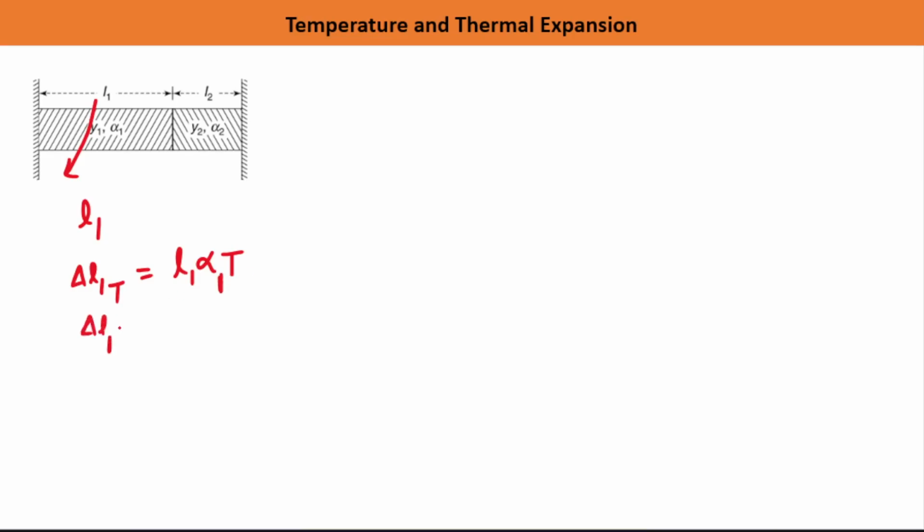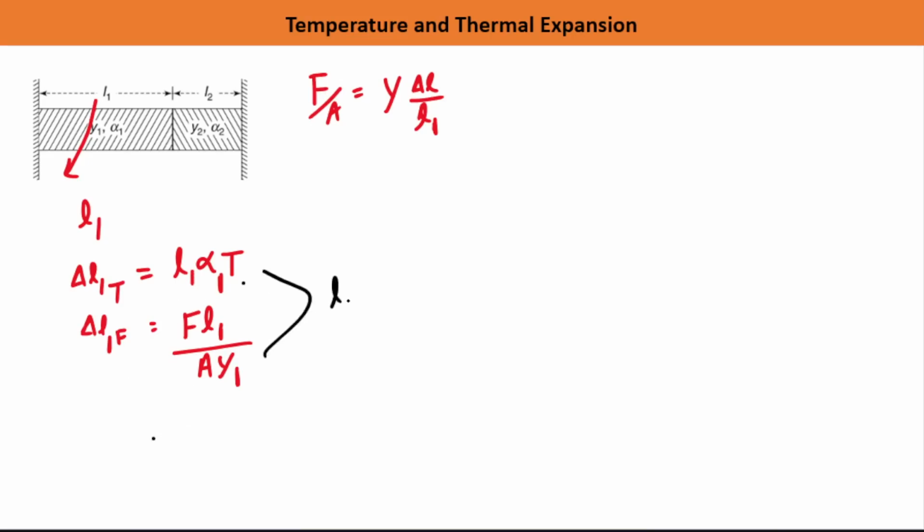And the change of length in 1 because of this force F will be how much? F by A was equal to Y delta L by the original length, right? So what will be the formula for delta L1? This will be F L1 divided by A Y1. The change in length is given by these two, subtracted, because one is trying to expand it and the other is trying to compress it. So the change in length is L1 alpha 1 T minus F L1 by A Y1. Done? So this is the change in length.